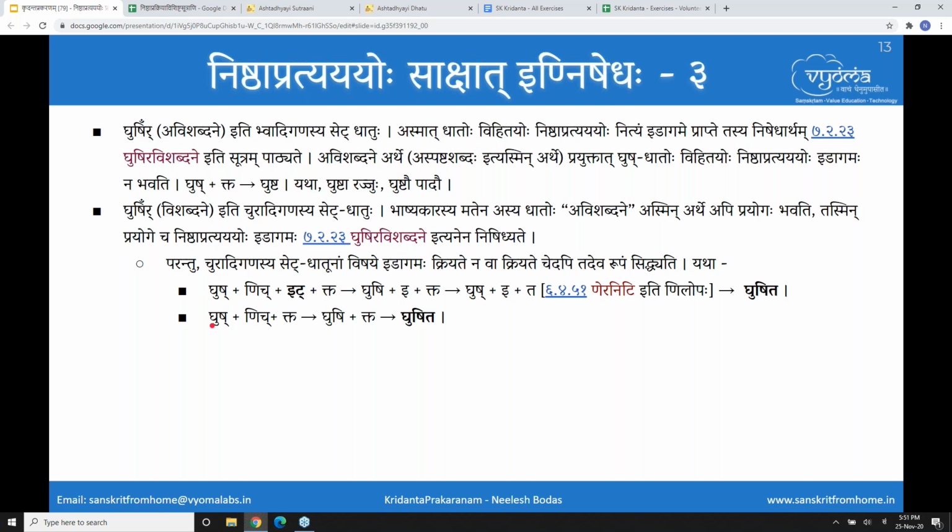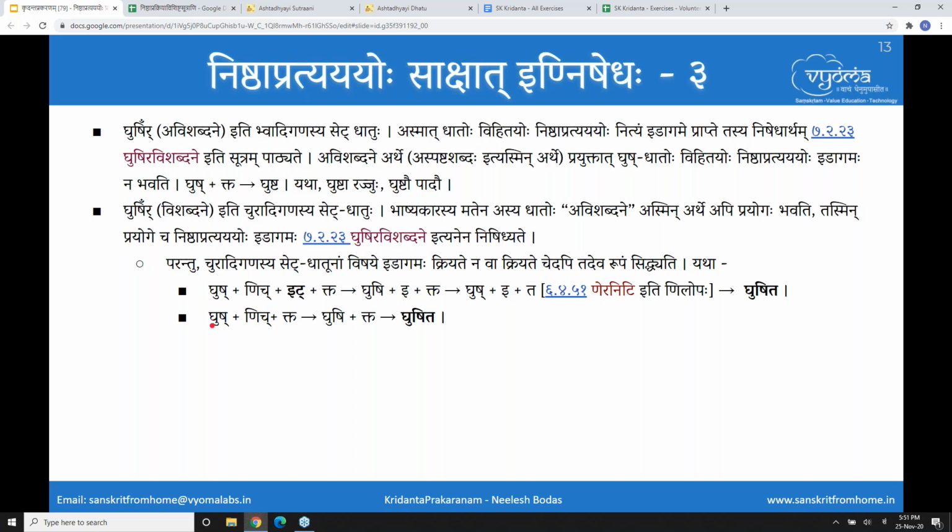Somebody is asking, are we talking about the optional nich for ghusha dhatu or for all churadigana dhatus? No, we are not talking about all churadigana dhatus. All churadigana dhatus do not get nich optionally. That's a very, very small corner case, or a small set of people who believe that sarve churadayaha nityanantaha and so on. So we will not go into the details right now. I'm only talking about the ghusha dhatu. The conclusion is over there.